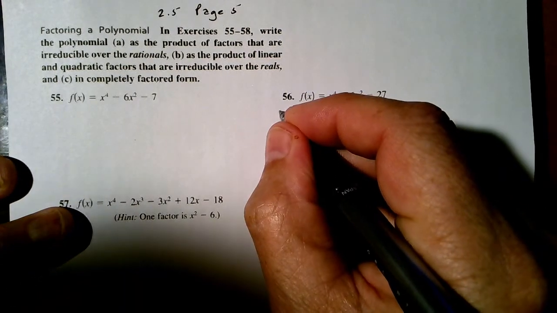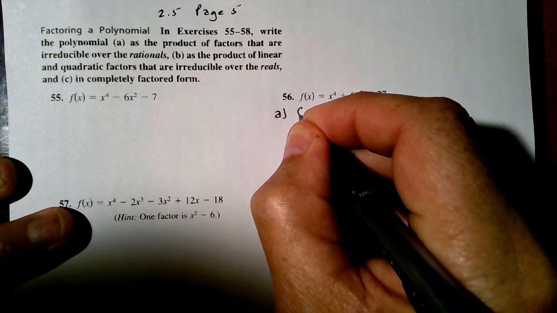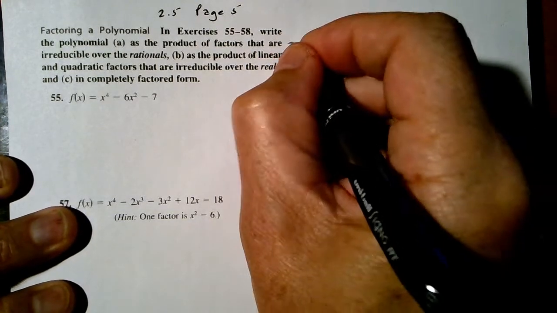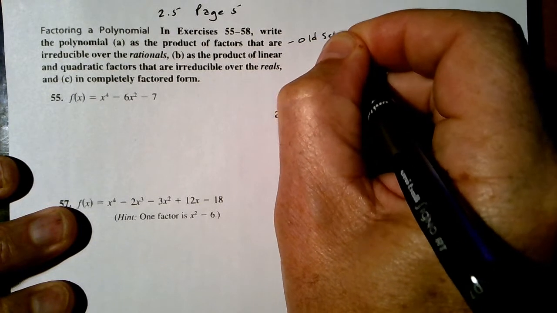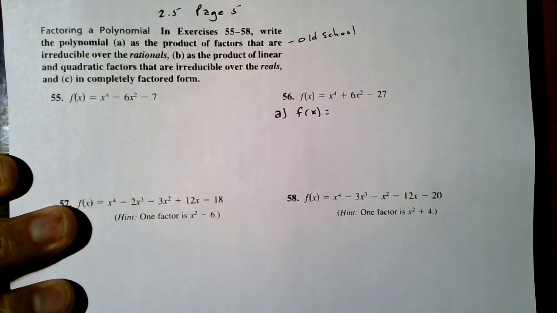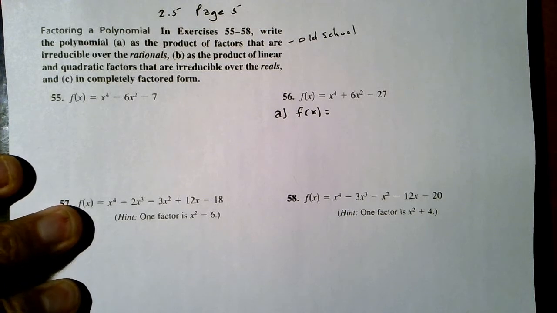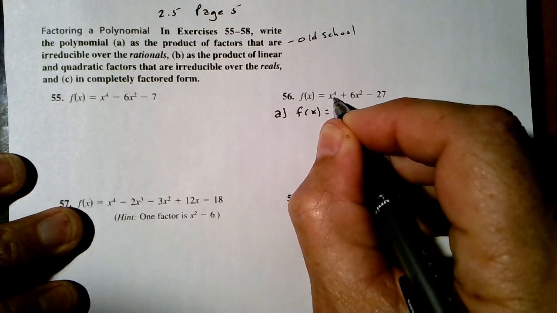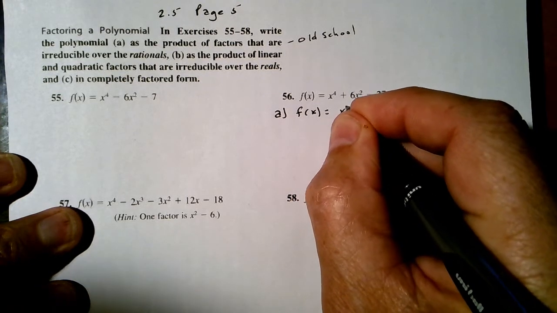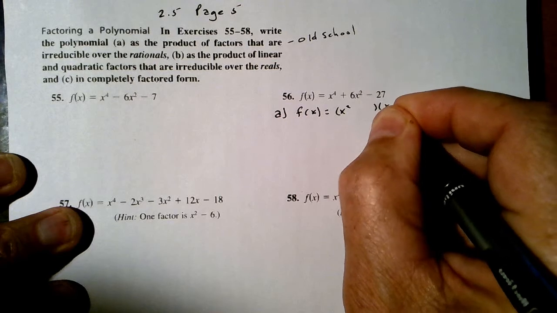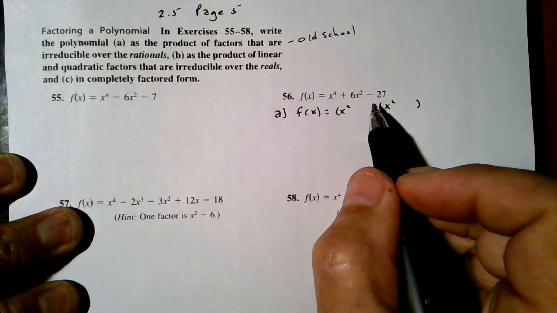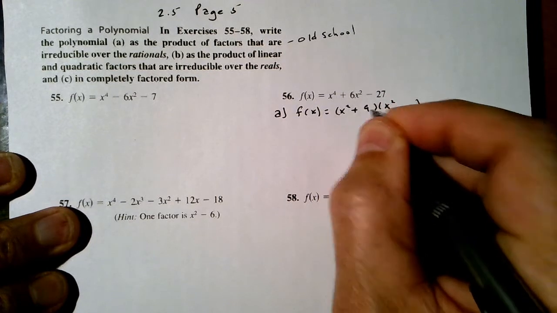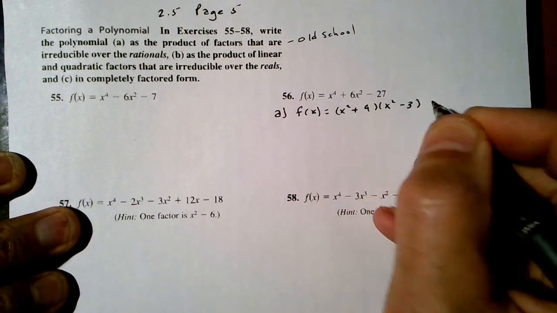So A, I just want to go old school. So A is like our old school factoring here, like how you would have factored this 2 weeks ago. So this is a polynomial, it's a trinomial. Is it quadratic? It's quadratic in x squared, so it might factor into x squared, if there are factors of negative 27 that add up to 6: positive 9, negative 3.